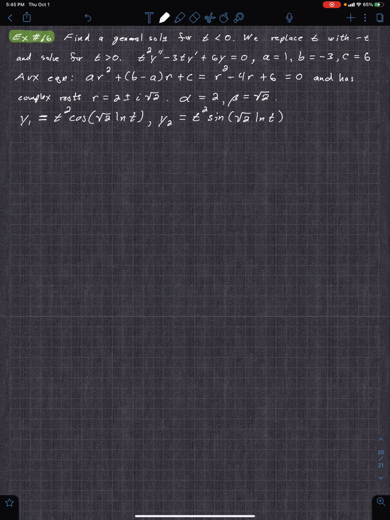So once you have the general solution, y is equal to c1 y1 plus c2 y2. So it's c1 and then all of that. Why not, just copy it. Oops, of course I took that with it and messed it up. I should have just written it out. Okay, and then plus c2 t squared sine root 2 ln t.